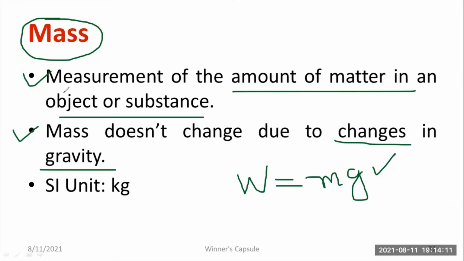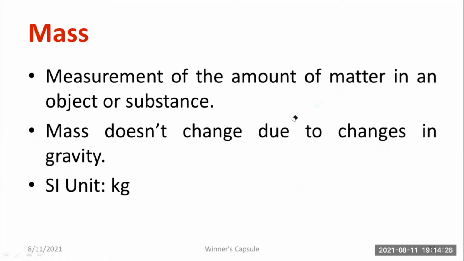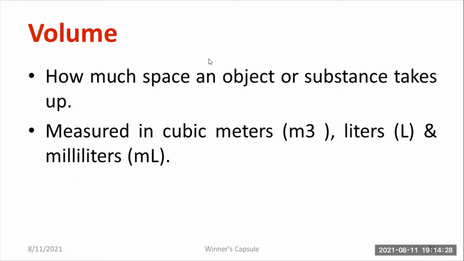What is the standard SI unit of mass? The SI unit of mass is kilogram. You can use gram, milligram, etc. That is also possible. So this is the basic information about mass. I think you have understood the definition and the basic meaning of mass.